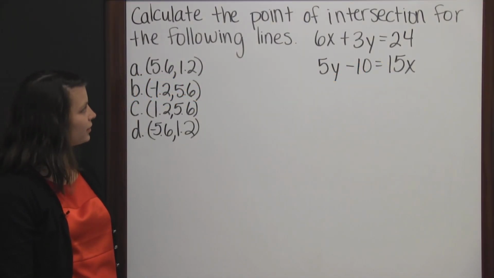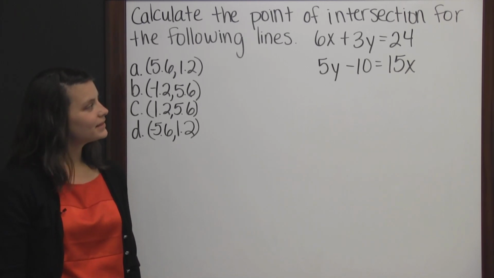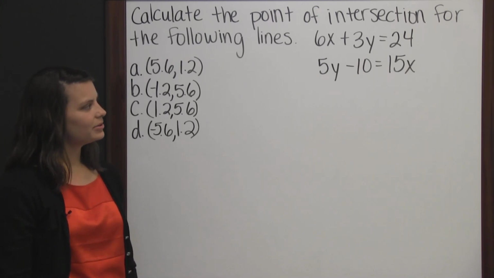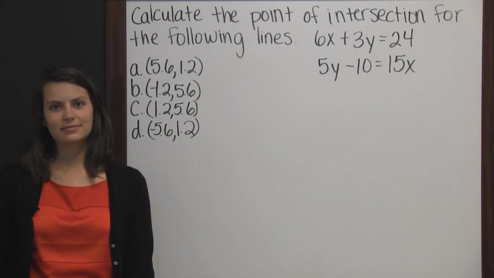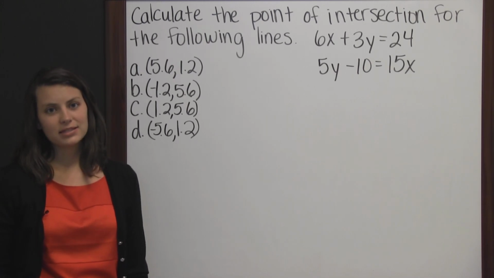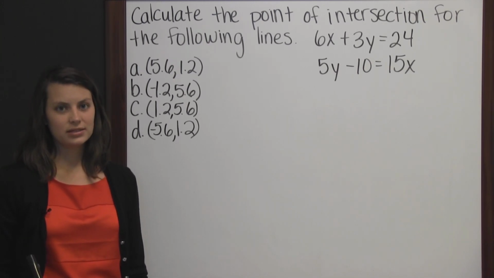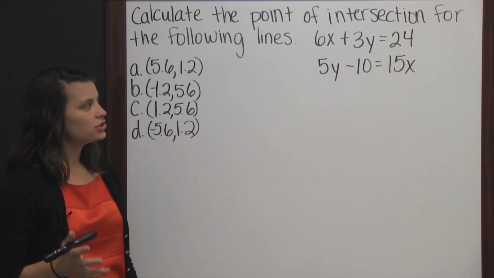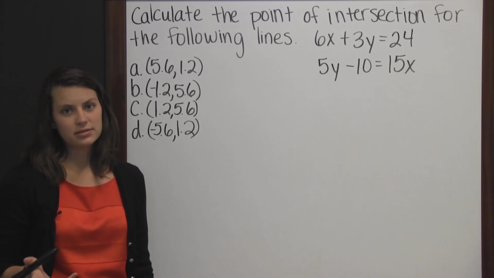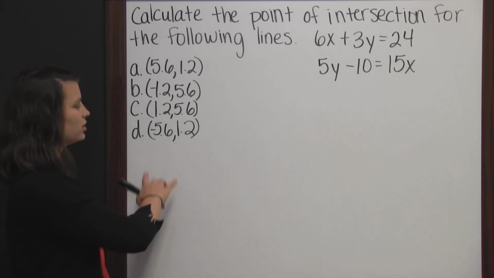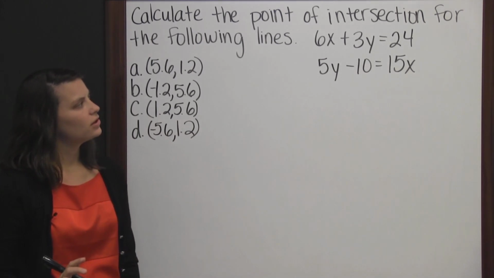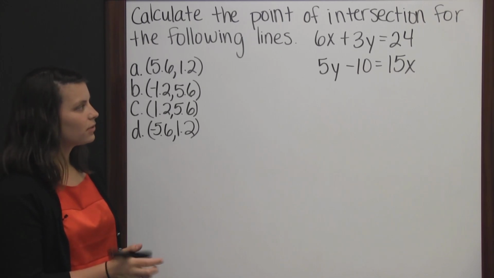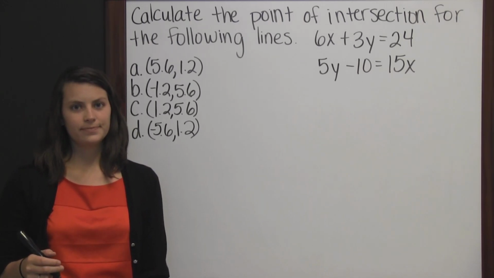Calculate the point of intersection for the following lines. 6x plus 3y equals 24, and 5y minus 10 equals 15x. There are a few different methods for finding the intersection of two lines. One is graphing. And you can just graph the two lines and find where they meet. Sometimes, though, that can be hard, especially when your answers look like this. You can also use elimination, or, like we're going to do on this problem, you can use substitution.